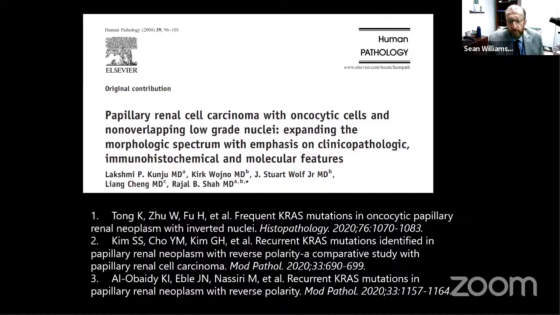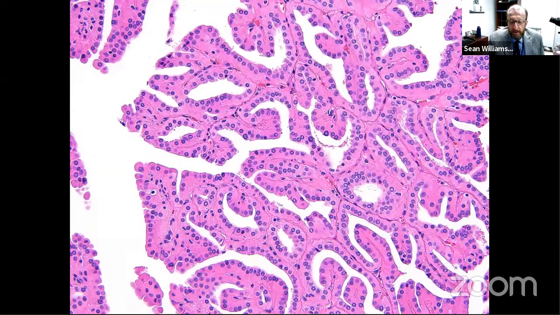Dr. Kunju and colleagues from University of Michigan published on this very same entity back in 2008 under the terminology of papillary renal cell carcinoma with oncocytic cells and non-overlapping low-grade nuclei. But very recently, at the bottom of the slide here, just to show you, several groups in rapid succession have found similar findings in these tumors with recurrent KRAS gene mutations, suggesting that this does likely deserve consideration as a distinct entity.